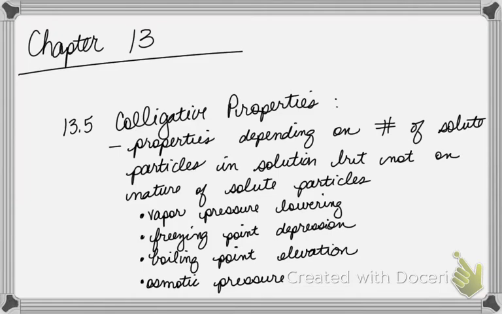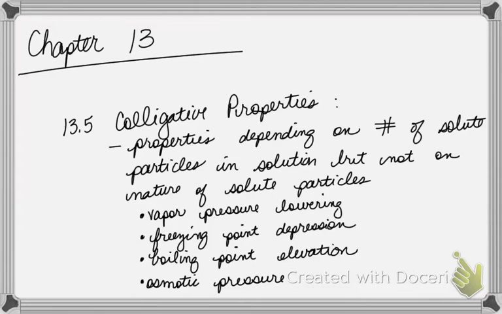Colligative properties are defined as the properties that depend on the number of solute particles in solution, regardless of the nature of those particles. So whether it's molecules or ions or atoms, that's what that means. The nature doesn't matter. It depends on the number. And we'll tie that definition in more when we reach the end of our lecture on colligative properties.